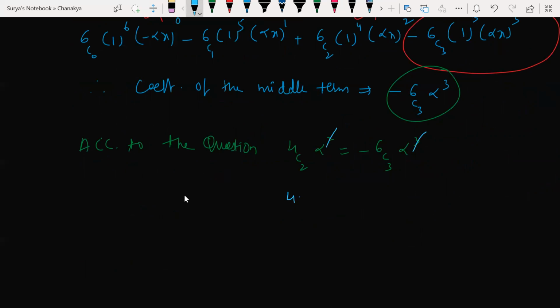4C2, the answer is what? 4 into 3 by 2 is equal to minus 6 into 3 into 5 into 4 divided by 3 into 2 into alpha. So the 3 twos will get cancelled, 2 twos will get cancelled. So again 2 fours, 2 fours. So what is the answer now? 20 by 3. Okay. 3 by 10.